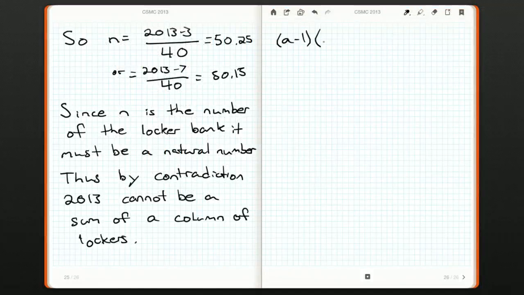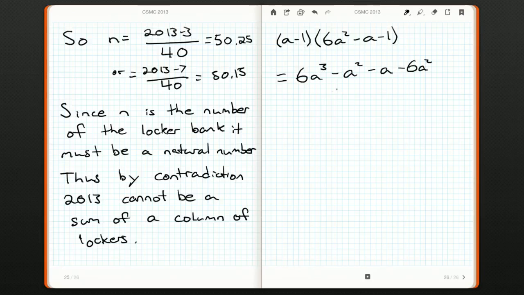So a minus 1, 6a squared minus a minus 1. Well, we just use FOIL or whatever other technique you want. We do a times this plus a times this plus a times this. So 6a cubed minus a squared minus a. And then we do negative 1 times this plus negative 1 times this plus negative 1 times this. That's minus 6a squared plus a plus 1.